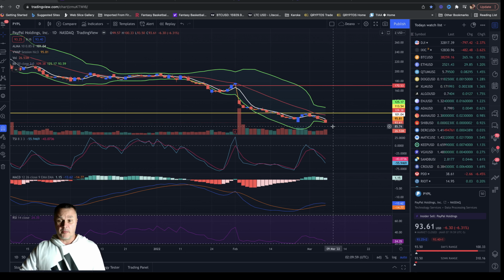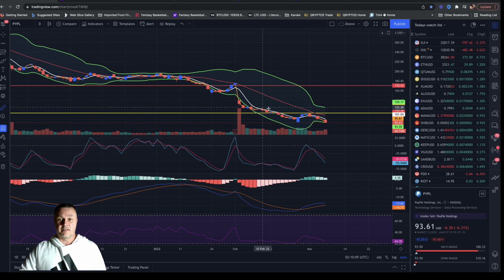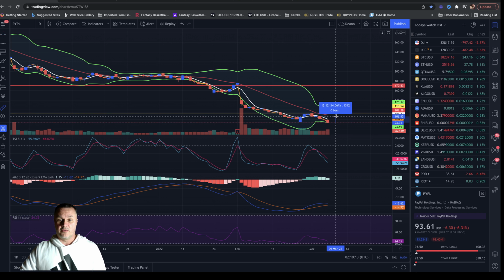And even from today's prices, even if it goes back up to where it was 3 or 4 days ago at this yellow line, which represents $113, let's say you bought it tomorrow at the closing price today, you're looking at a 20% move right there. Just if it goes from 93 back up to 113.